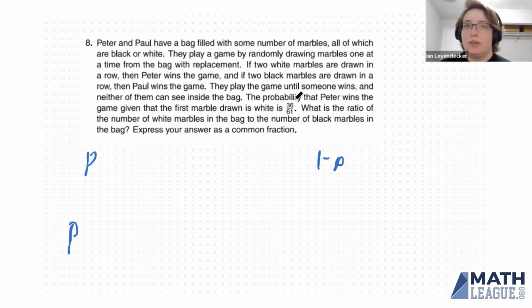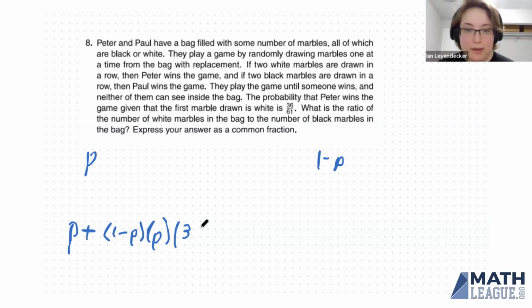So Paul wins if the second and third marbles are both black. So this P is the probability that Peter wins on the second pull if the first marble pulled is white. And then if we add the product of the probability that the second pull is black, the third pull is white, and then the probability that in this case the winner is Peter, which is 36 over 61, then we're going to get the probability that in our original case, Peter wins. That probability is also 36 over 61.